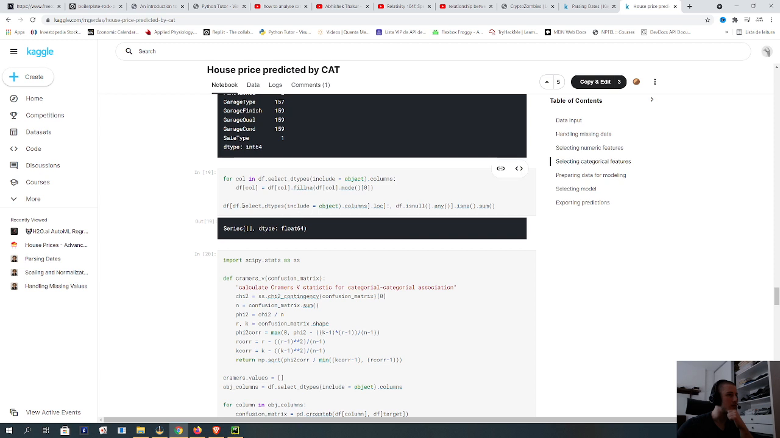Then he's selecting the columns of the data frame here that are strings, non-numeric, that are categorical columns, and searching for the null values, null columns. So I think he's checking to see if he substituted all the values.